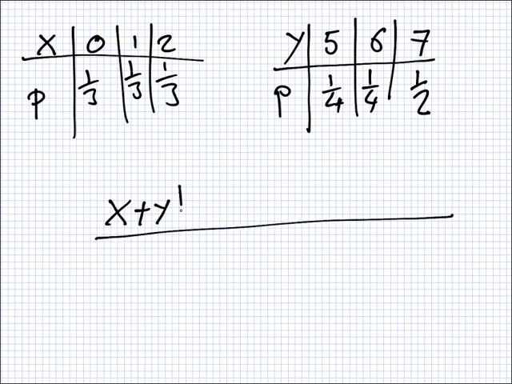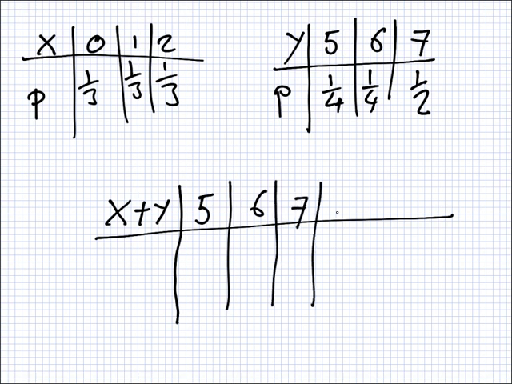So if we didn't have these formulas, you would have to do it like this. You would have to work out the table for the sum of x plus y. So the first possible value you could have is 5. And you could still have 6. And you could still have 7. And you could have 8.